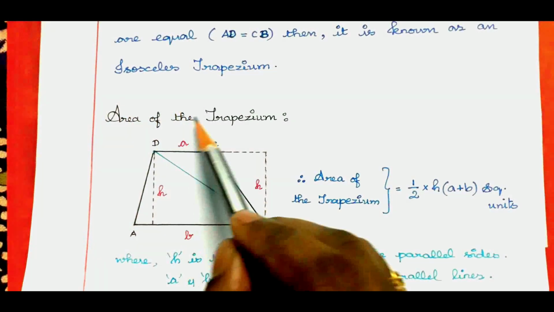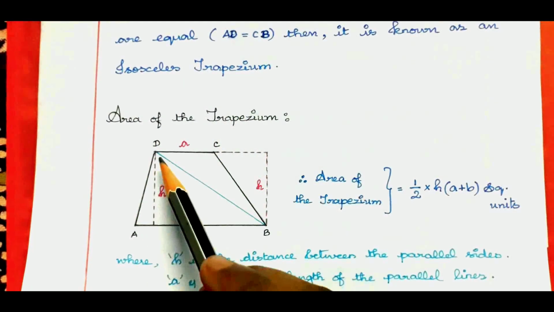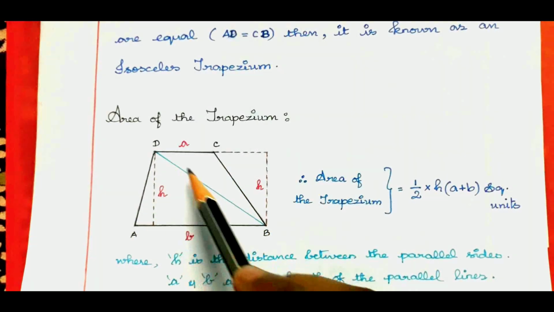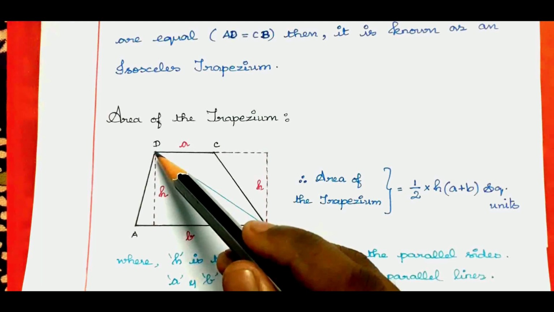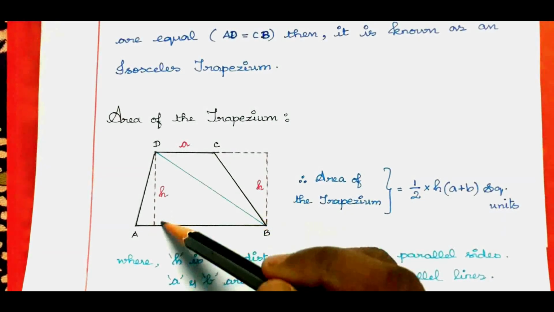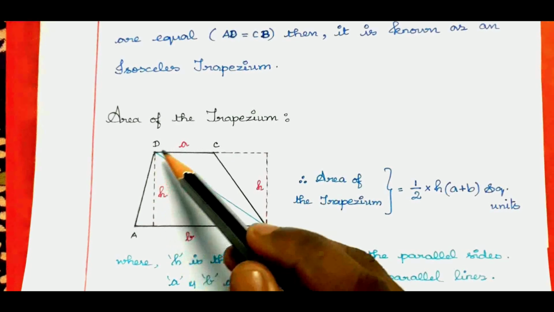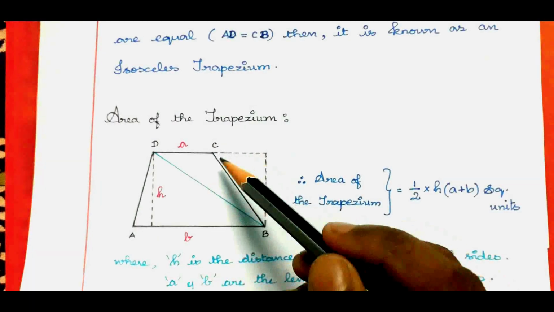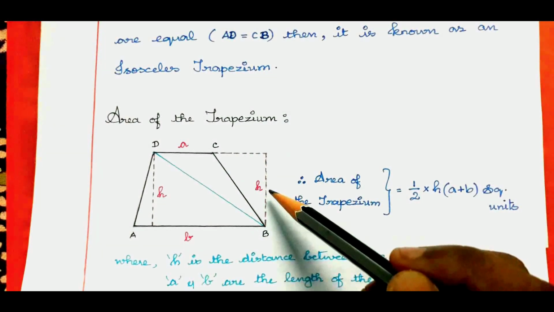Next, we are going to learn about the area of the trapezium. You are clear with this trapezium figure, and this is the diagonal. Now, we have the distance between two parallel lines, and this distance between the parallel lines is nothing but the height. You are clear, right? The same way here also, the distance between the parallel lines is the height.